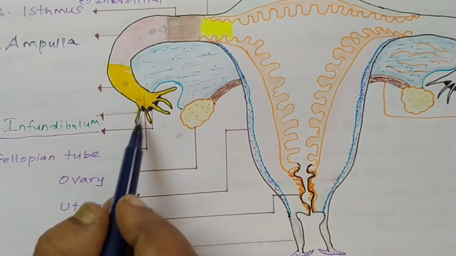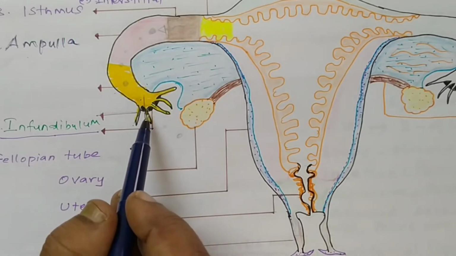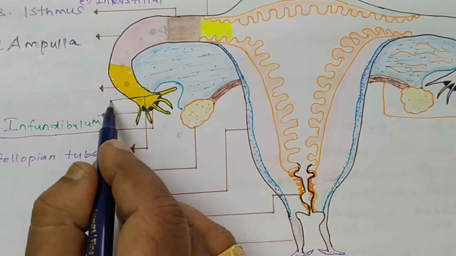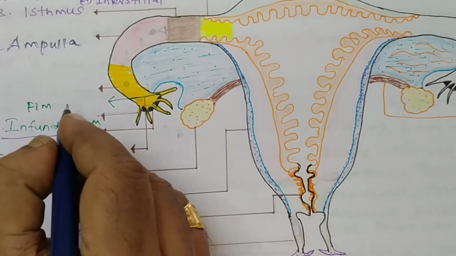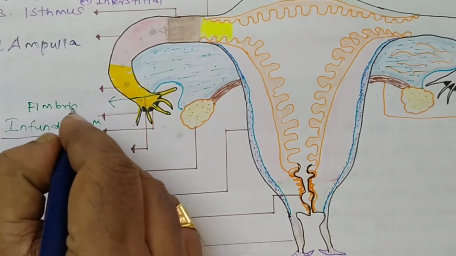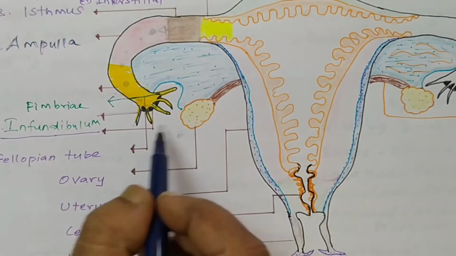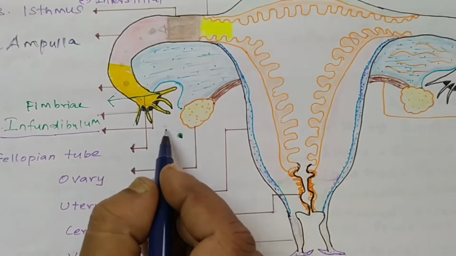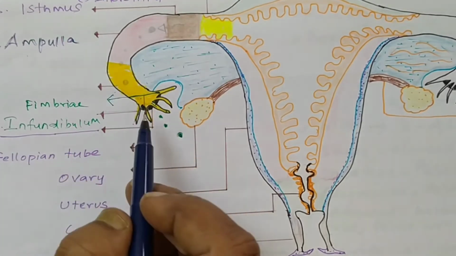The terminal part of the infundibulum has many finger shaped structures. These finger shaped structures are termed as fimbriae. The fimbriae are useful for collection of the egg from the peritoneal cavity. This is an ovary. During ovulation, the ovary releases the egg, and that egg is collected by the fimbriae and sent into the fallopian tube.